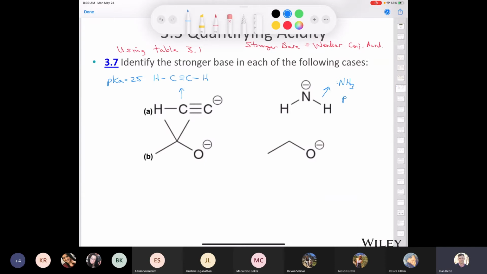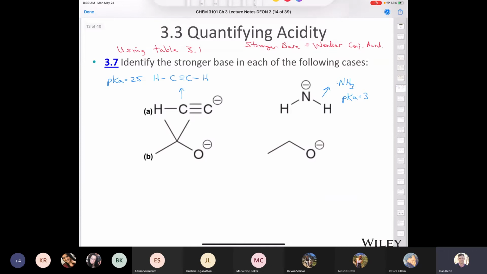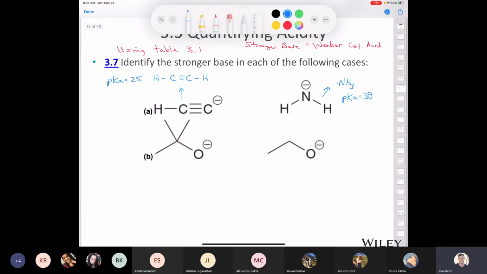Yep, absolutely. Thanks. pKa is 38. Oops, not 3.8, Mr. Dion. 38. So if we compare the two, ammonia is a weaker acid. So we could write that on here. Weaker acid. And therefore, amide is going to be the stronger base. And there you go, my friend. Can never go wrong with pKa's.